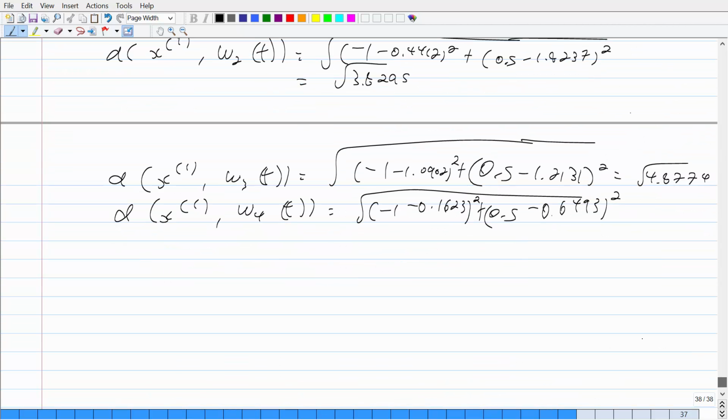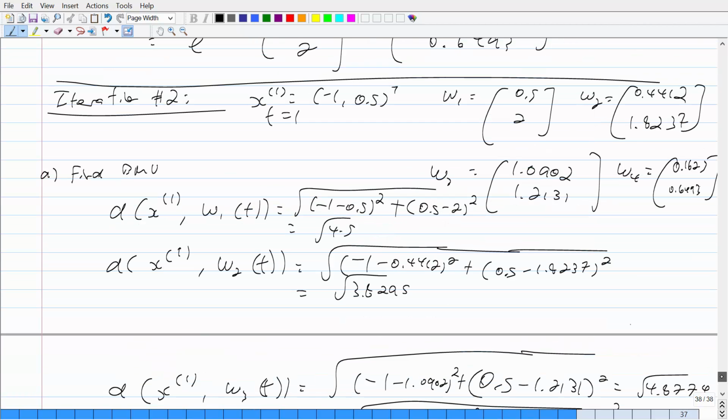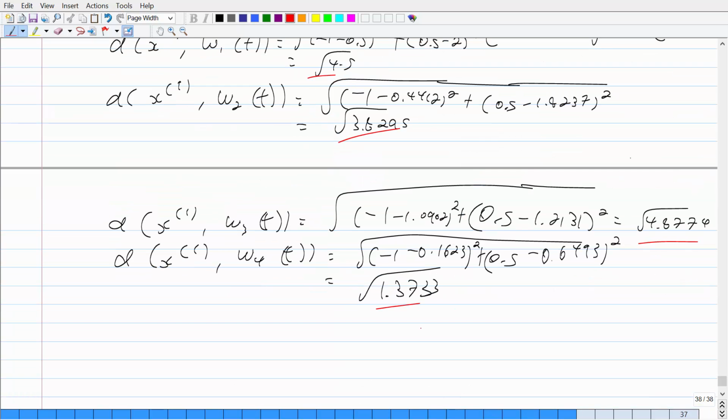If you ever get confused about how to write this in order, make sure you write out each component separately. So do the x and the y for the example, and then the x and y for the weight, and then you just add everything up. When you calculate this distance, this one is equal to 1.3733, so square root 1.3733. Now, if you take a look at all of these distances, 1, 2, 3, 4, this one here is the smallest. So the BMU is neuron 4.